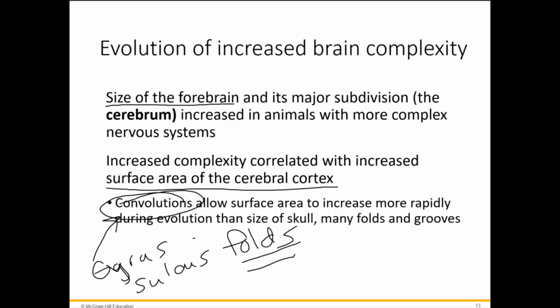When they say convolutions, that's what they're talking about. So by the fold, we talked about this fact that surface area increases when you have folds, and in the brain that is extremely important. So the more folds, the more surface area, and the more brain capacity.